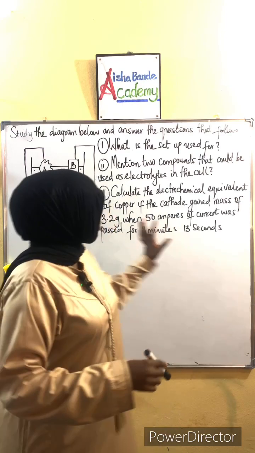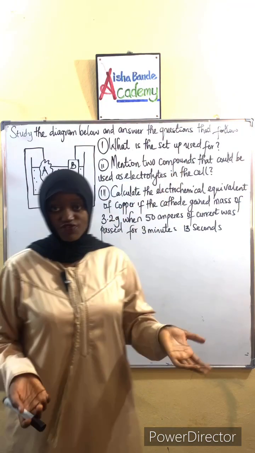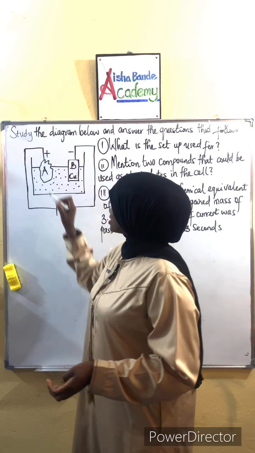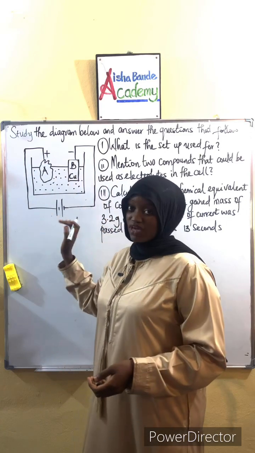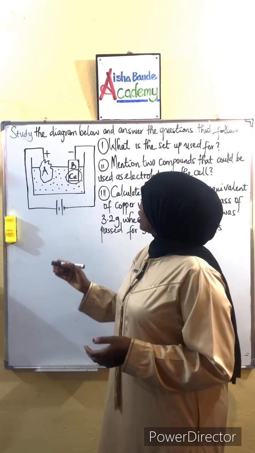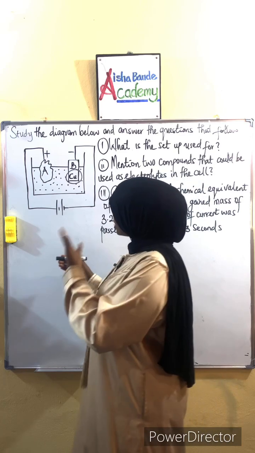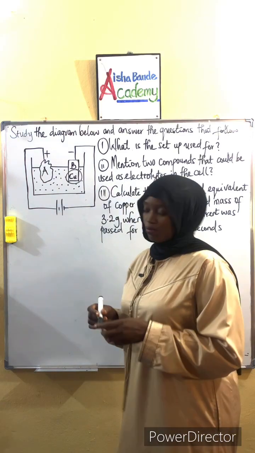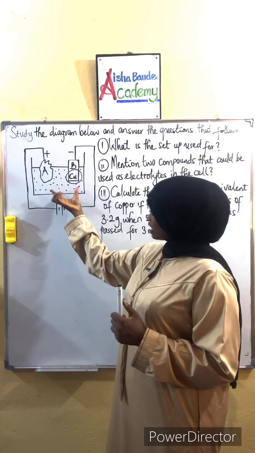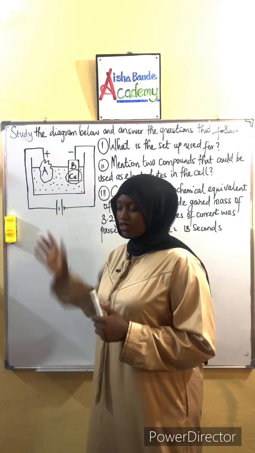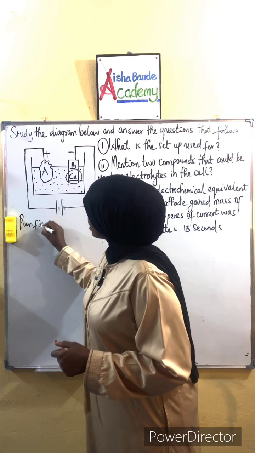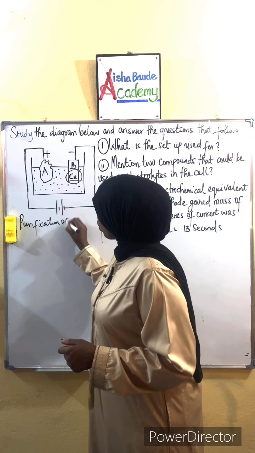So answering the first question here, which says, what is this setup used for? At the anode side it is negative, while at the cathode side it is positive. Looking at this setup, the element we have here, as you can see, is copper. Looking at this diagram, there are three things we can say is the purpose of this setup. One of the reasons for this electrochemical cell is for purification of copper. So the first one we can say the setup is for purification of copper.